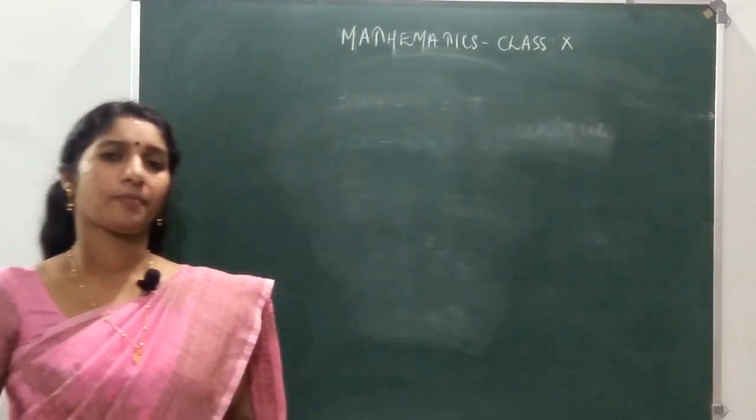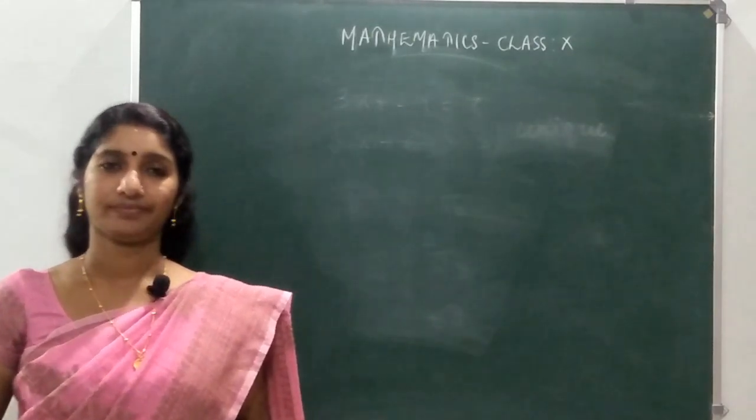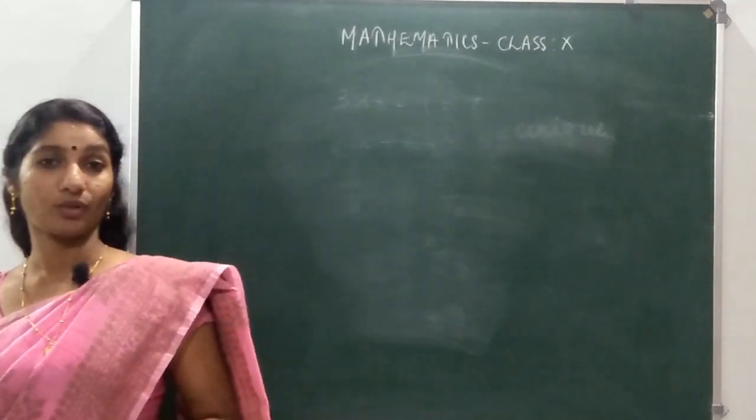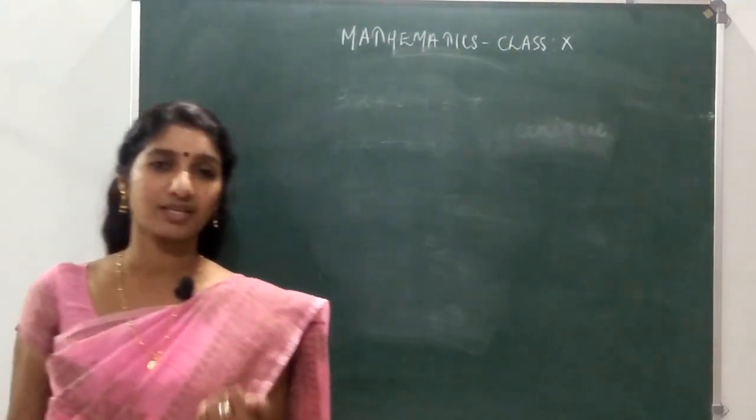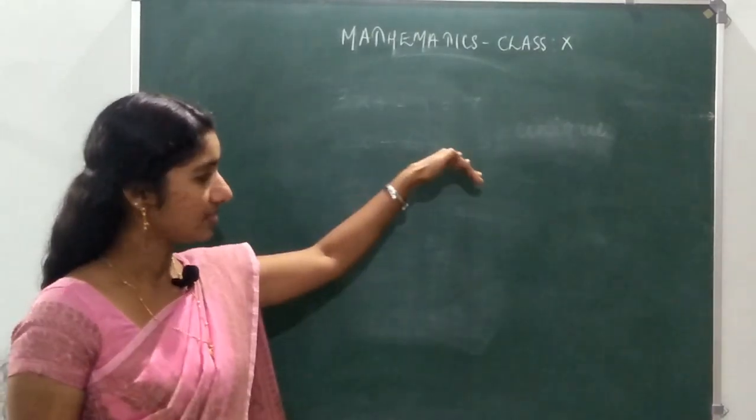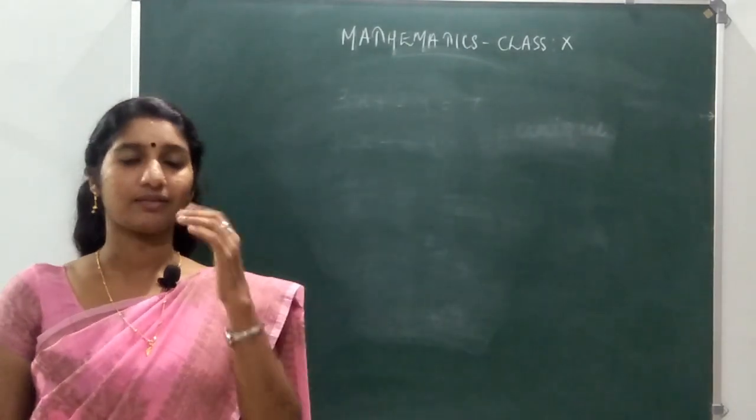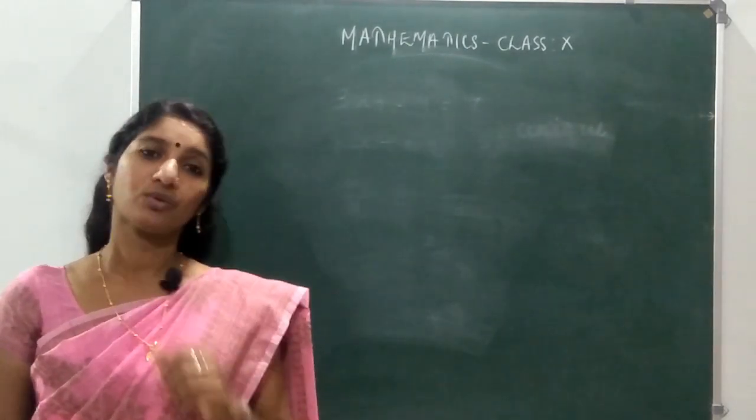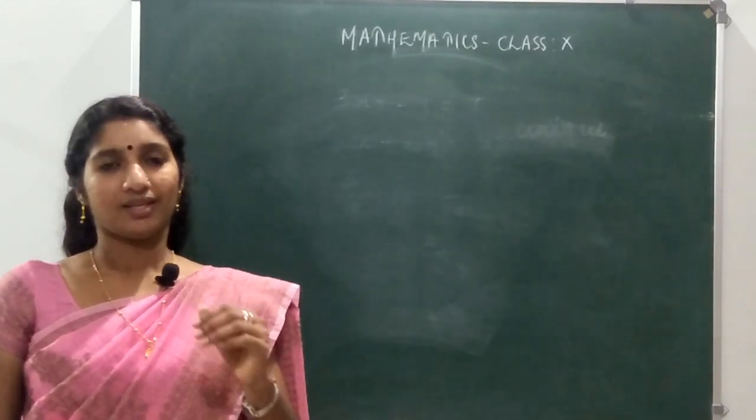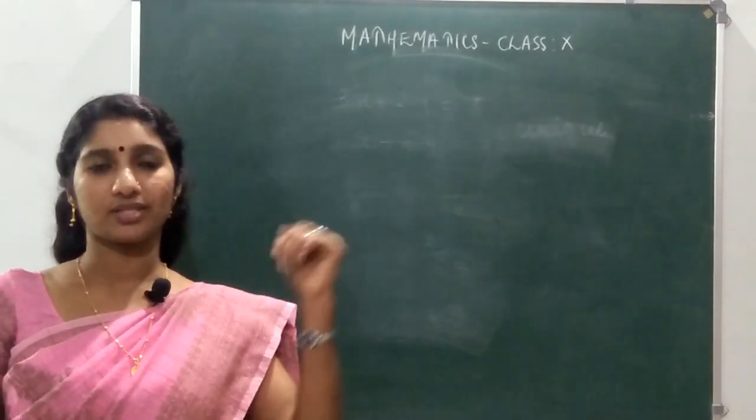Then next, we are going to solve the pair of linear equations. First method is graphical method. I told graphical method already in the first class, means the lines we drew, and after that the intersection point we found. That way we are finding the solution for pair of linear equations. Some word problems are there in that exercise. Some questions are directly given to be solved by using graphical method.